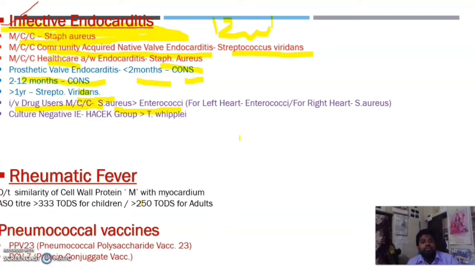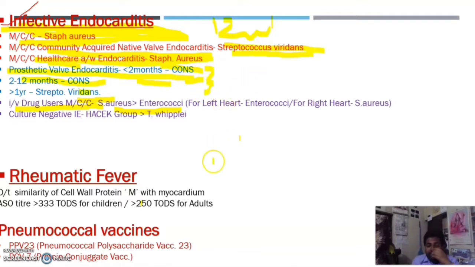So the most common cause is Staphylococcus aureus. I have said this. The most common cause of community acquired infection is Streptococcus viridans. The most common cause of healthcare associated endocarditis is Staphylococcus aureus. Now, in case of prosthetic valve endocarditis, you have to remember it like this, then it will be easy.